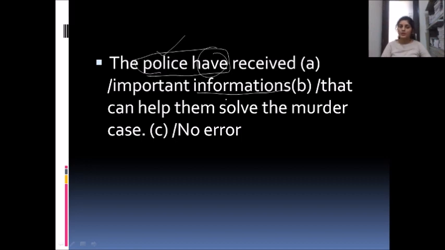Similarly, in this important informations, we are going to use information. And if you want to say that you have just one information, you can use a piece of information, but you can never use a information, an information, informations. All these usages will be incorrect. So the answer is option B. The sentence should be, the police have received important information that can help them solve the murder case. Moving on to the next sentence.